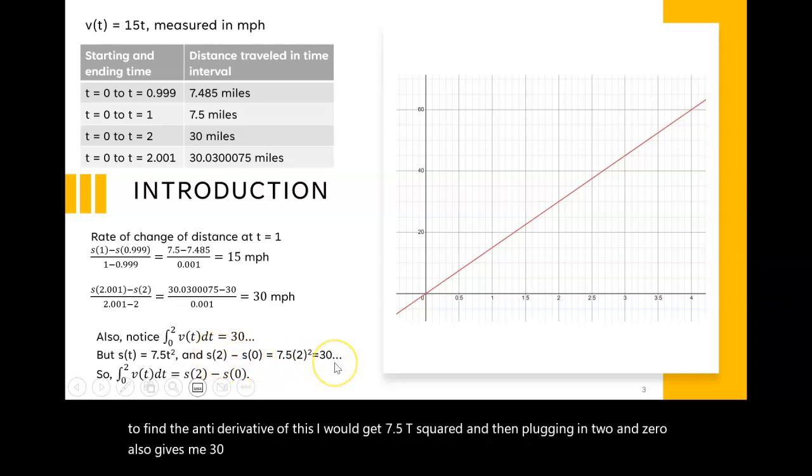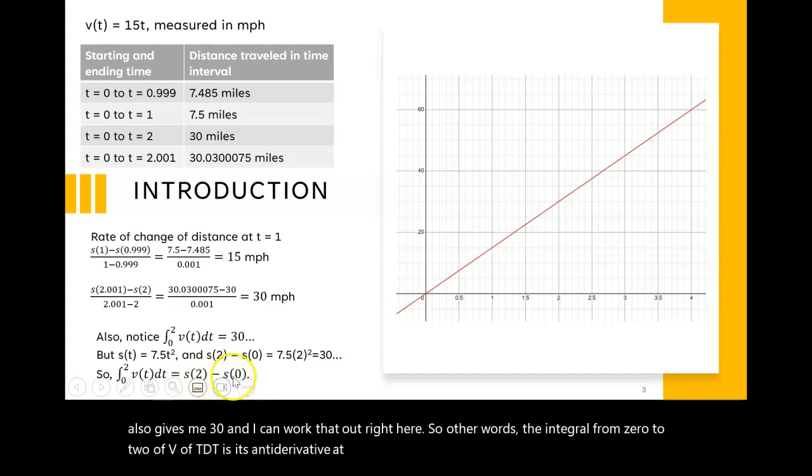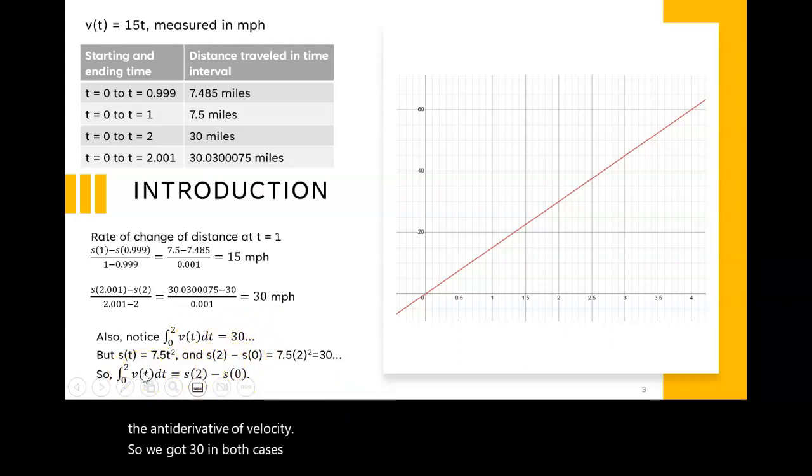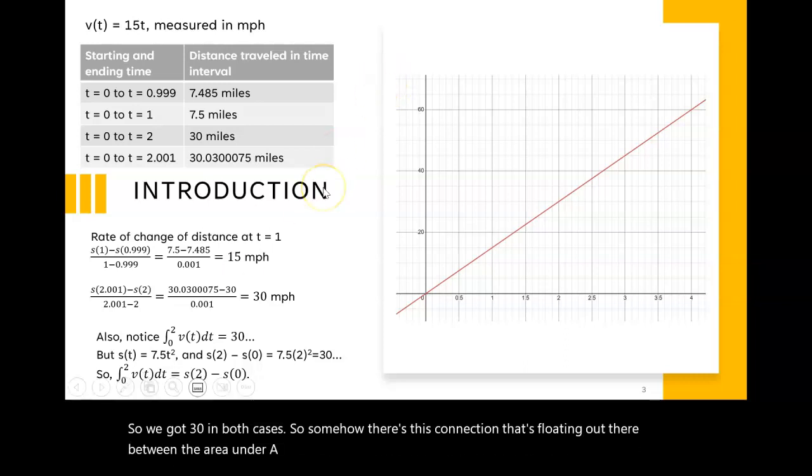And I kind of worked that out right here. So in other words, the integral from 0 to 2 of v of t dt is its antiderivative at 2 minus its antiderivative at 0. In other words, position is the antiderivative of velocity. So we got 30 in both cases. So somehow there's this connection floating out there between the area under a curve and the antiderivative, along with this derivative idea.